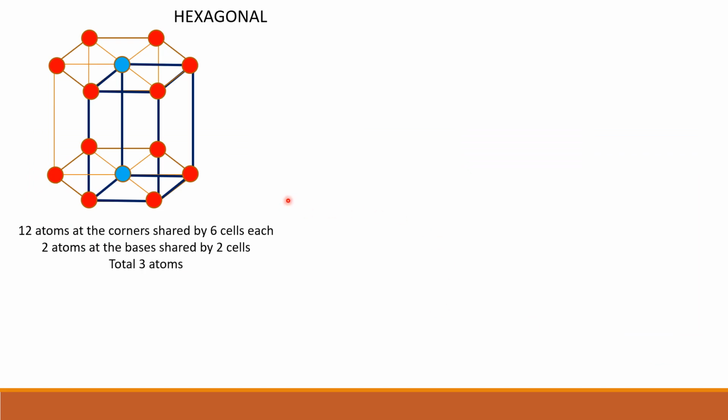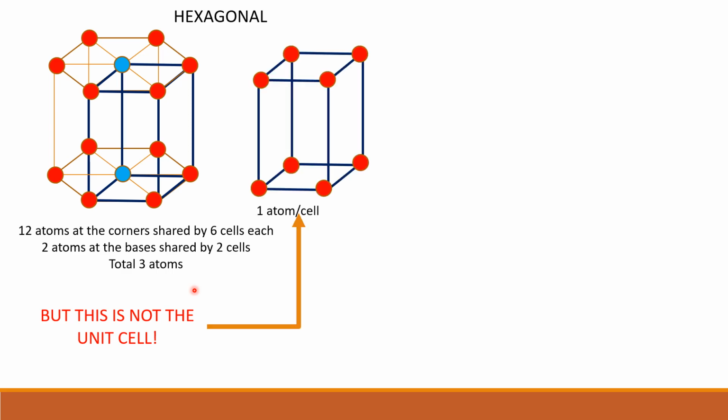As usual, an important crystal is also the hexagonal. In the case of hexagonal, we have 12 atoms at the corners that are shared by 6 cells, and 2 atoms at the bases, which are shared by 2 cells. So 3 atoms in total. But this is not the cell, and that's very important because it's a trick and an important source of silly mistakes. This is the unit cell, not this one.